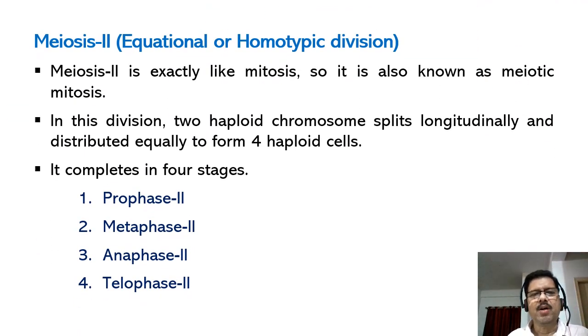Meiosis II is also called equational or homotypic division. Meiosis II is exactly like a mitosis, and therefore it is commonly called meiotic mitosis. In this division, two haploid chromosomes split longitudinally and are distributed equally to form four haploid cells. It completes in four different stages: Prophase II, Metaphase II, Anaphase II, and lastly Telophase II.